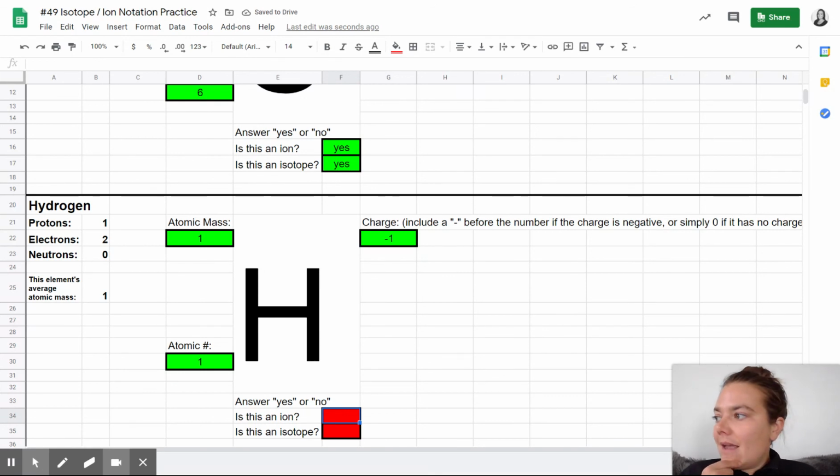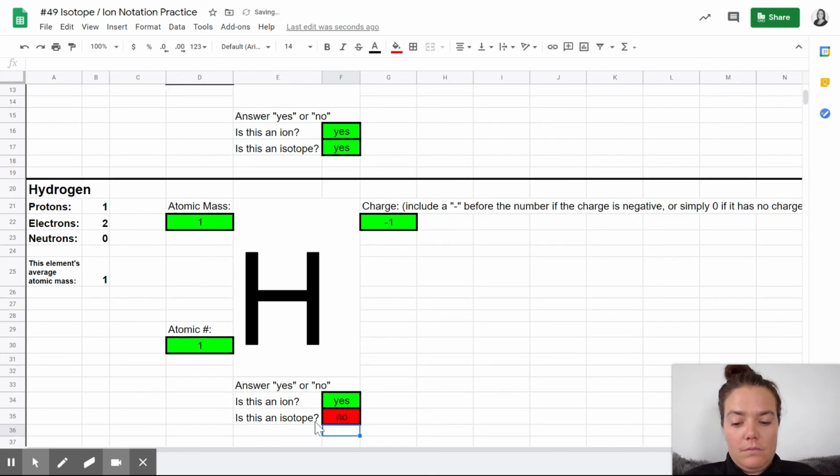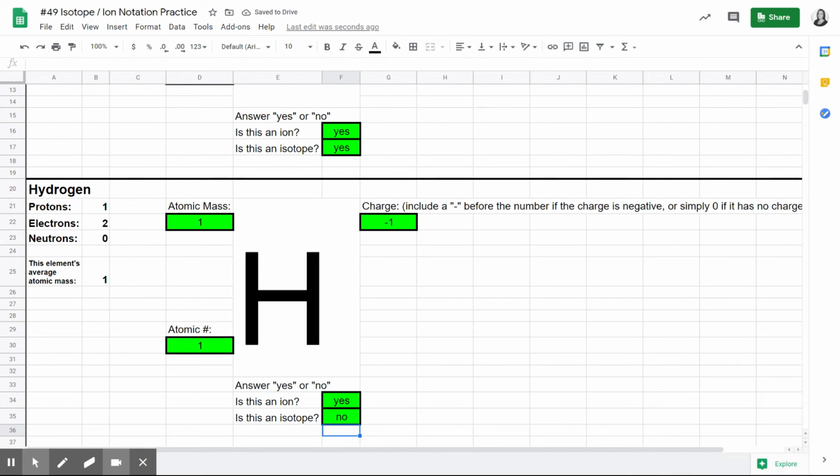Now, is this an ion? It is an ion anytime it has a charge. So if you simply put yes in that box, it turns green. Is it an isotope? Compare the atomic mass to the average atomic mass over here. No, turns green. Okay, so that is the second assignment for you.